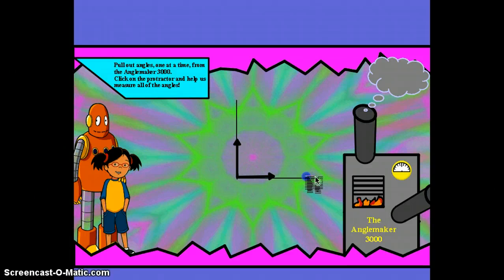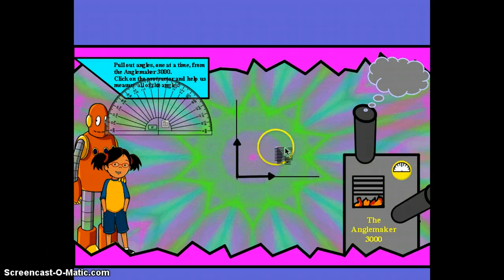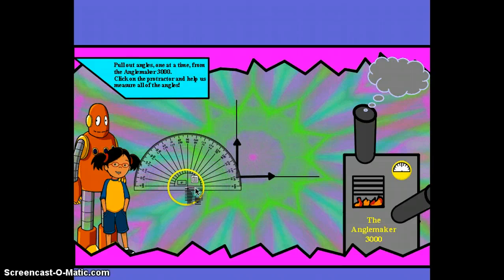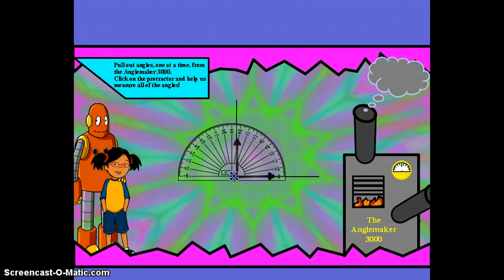And I'm going to make sure that this is smack in the middle. There we go. So then I'm going to pull my protractor. I've extended my lines, as you can see, and I'm going to pull my protractor out. I need to make sure that it's on this bullseye, right dead center.